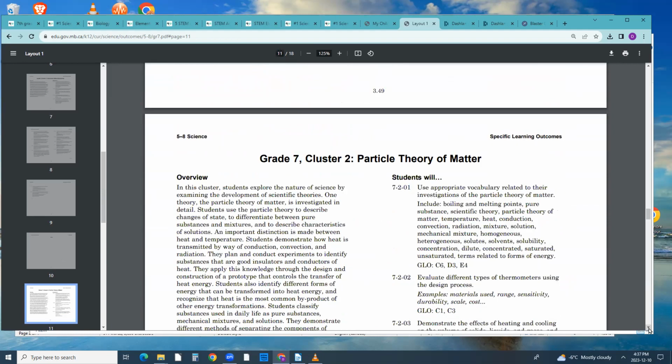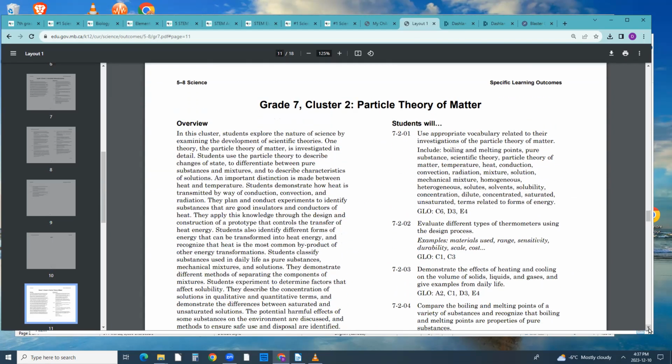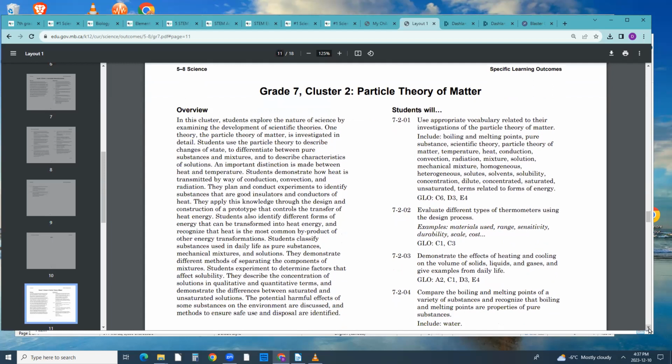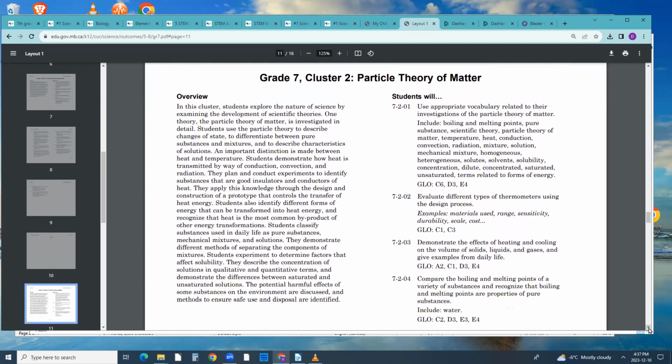Grade 7, Cluster 2, Particle Theory of Matter Overview. In this cluster, students explore the nature of science by examining the development of scientific theories. One theory, the particle theory of matter, is investigated in detail. Students use the particle theory to describe changes of state, to differentiate between pure substances and mixtures, and to describe characteristics of solutions. An important distinction is made between heat and temperature.